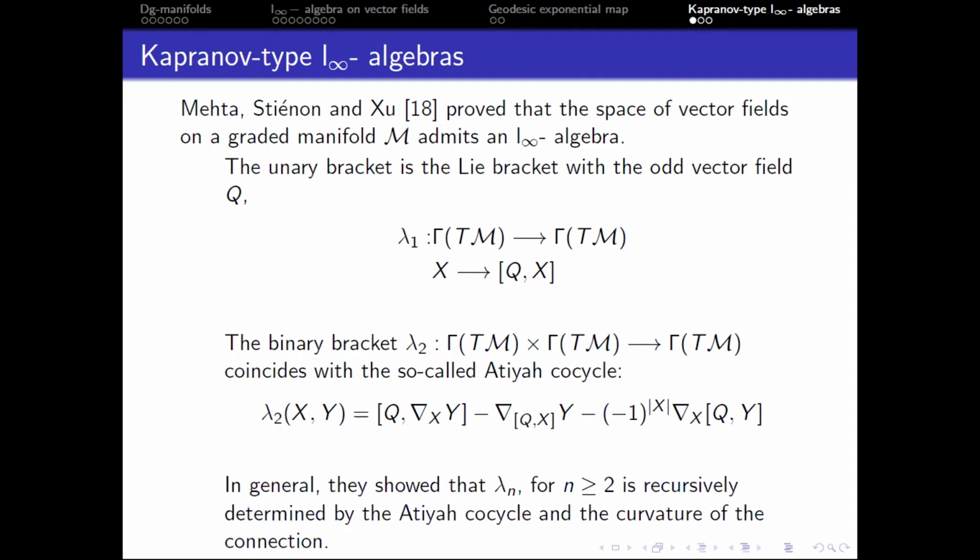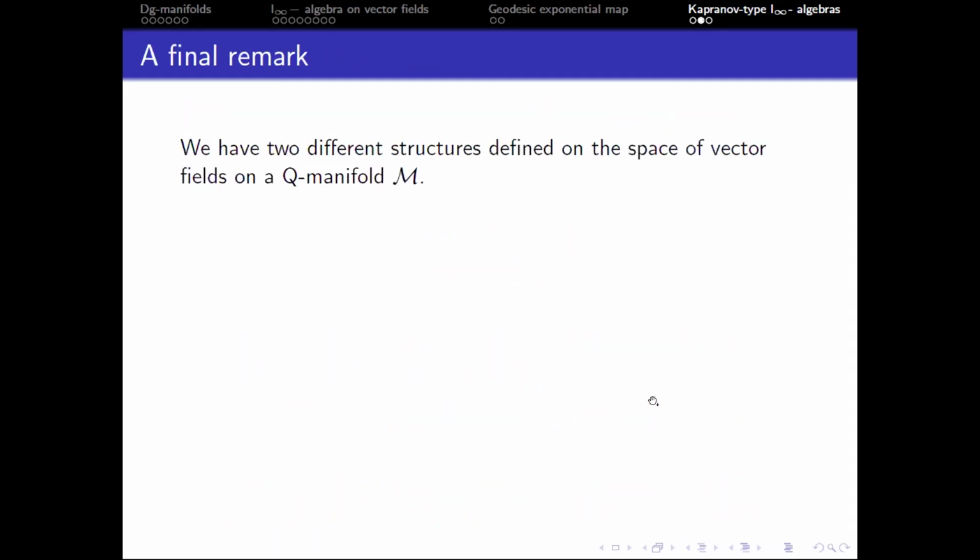So it's like an intrinsic object, it's well defined. It's also, at least for future work, it would be interesting for us to study the role of characteristic classes in all these constructions. In general, they also have some recursive relation for the higher brackets. These higher brackets are completely determined by this Atiyah cocycle, which corresponds to lambda 2 and the curvature of the connection. So just to conclude, as I told you, this was going to be brief.